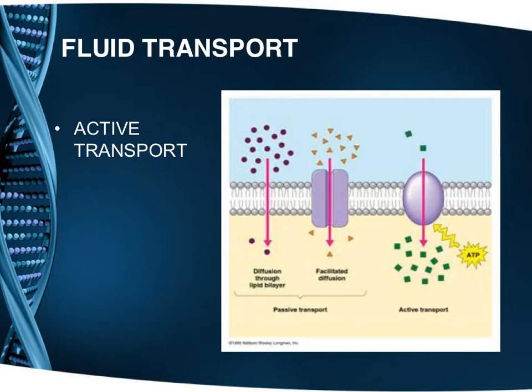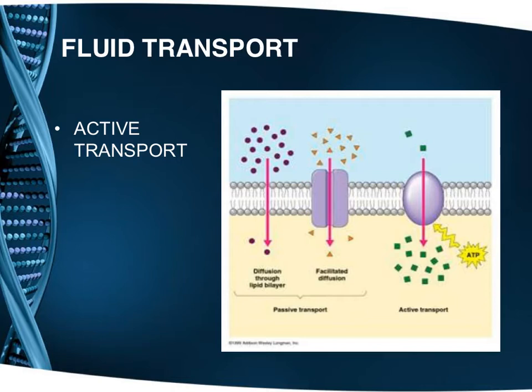Active transport occurs when molecules need to move in the opposite manner as with passive transport. In this case, movement occurs from lower concentration into higher concentration. This movement necessitates the use of energy, or ATP. The picture on this slide contrasts active transport with passive transport.